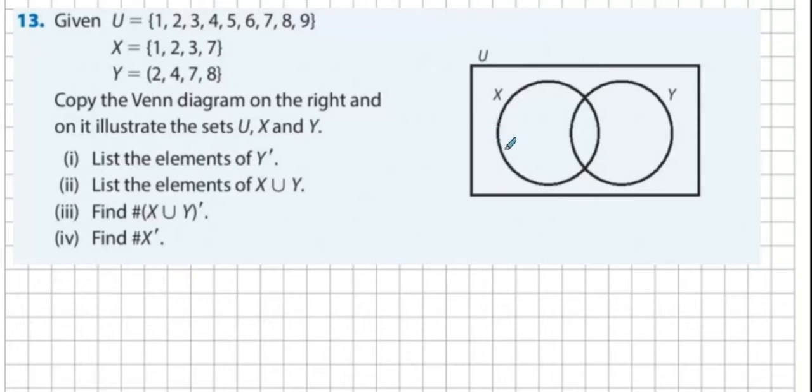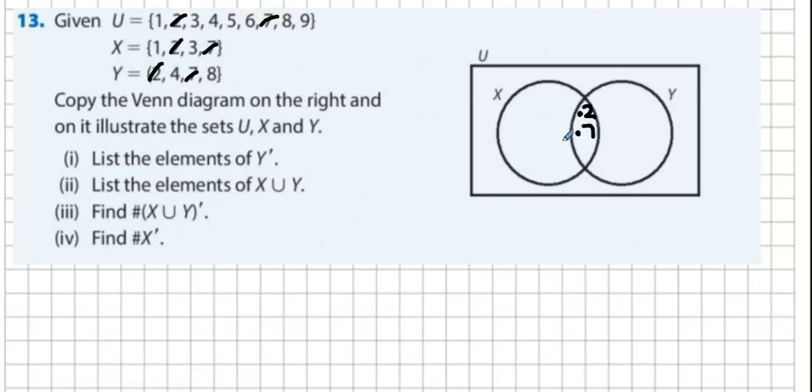Now, lads, look at this. What do they have in common? What do X and Y have in common? Lads, what's X intersection Y? What do they have in common? They have 2 in common. What else do they have in common? 2 and 7. Look, 2 and 7.